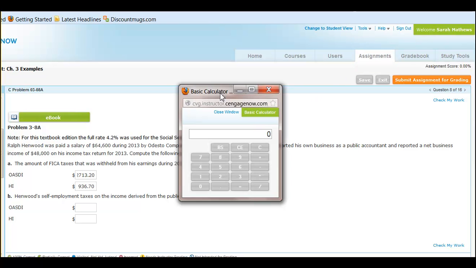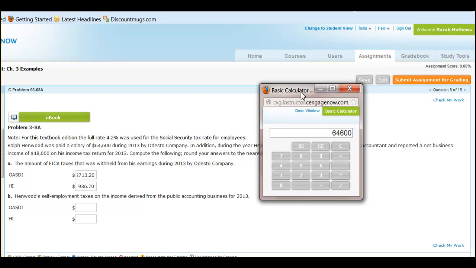So if we were to actually take his two incomes, his $64,600 plus the $48,000 he made in his own business, he's made $112,600, and Social Security taxes only have to be paid on the first $110,100. So what we're going to do is take the $110,100, that's the maximum, minus the $64,600 that we've already taken into account, and so his OASDI is only going to be based on $45,500. So keep that amount in mind.